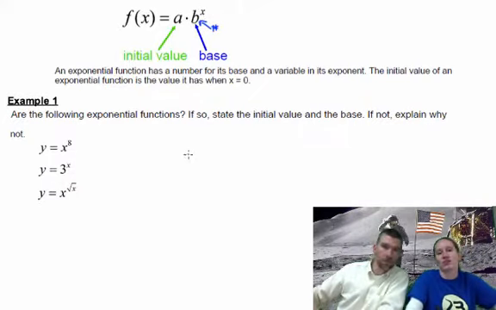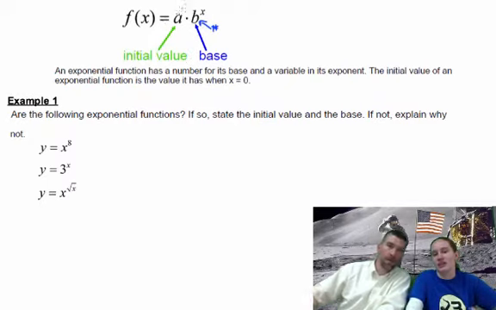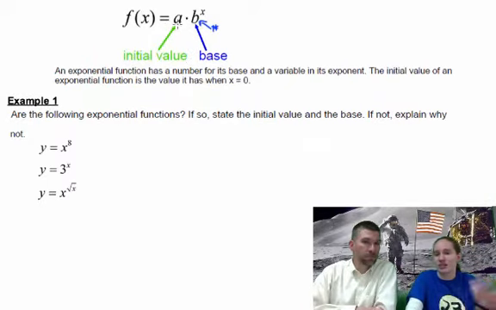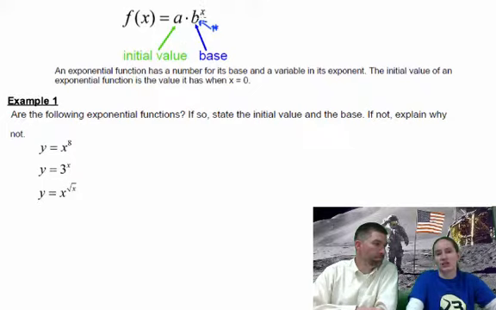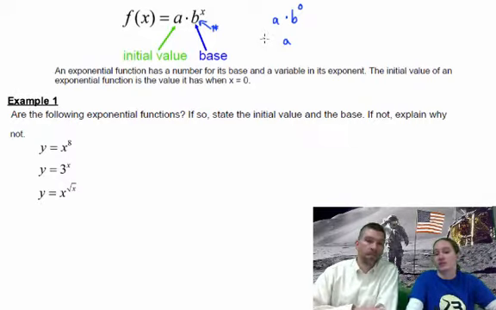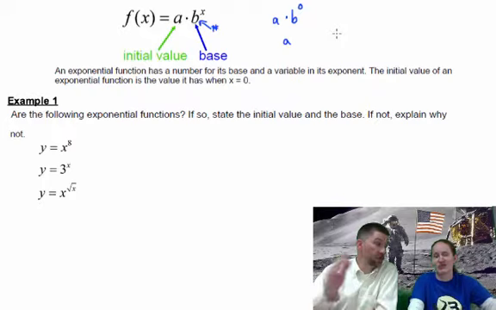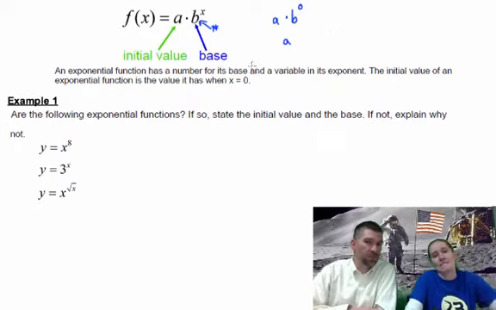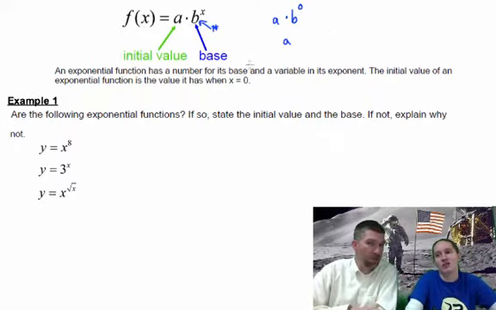For one thing, if there's a number that's multiplied in front, that's going to be your initial value, because if you plug a 0 in, anything to the 0 power is 1, which gives us a. So if there's a number in front, your initial value is that number. If there's not a number in front, your initial value would be 1, because that's what would secretly be in front. If it just says b to the x, then how many b to the x's are there?